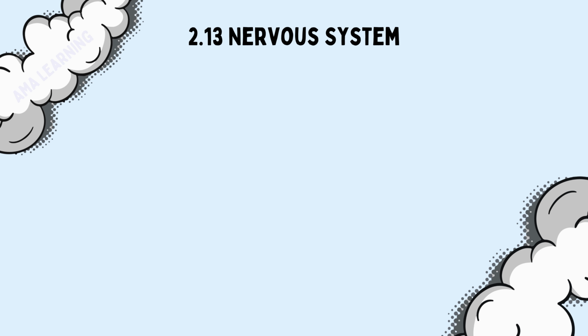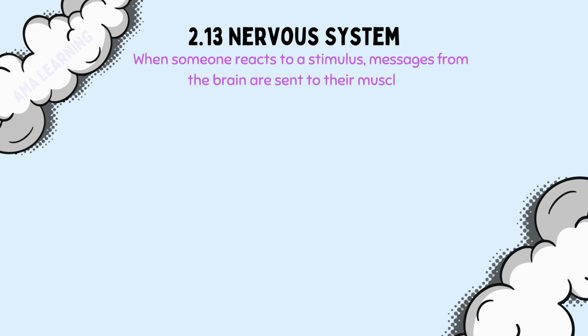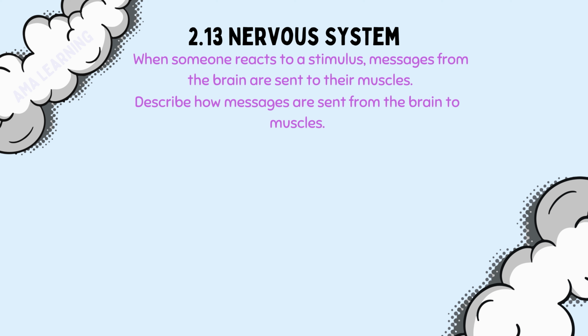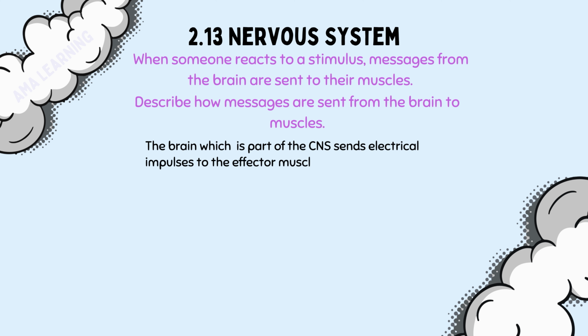Let's apply what we have learnt to this exam-style question. When someone reacts to a stimulus, a change in the surroundings, messages from the brain are sent to their muscles. Describe how messages are sent from the brain to muscles. The question is asking, how does the brain send messages to the muscles? We have learnt that the brain, which is part of the central nervous system, sends electrical impulses to the effector muscles by the motor neurons.